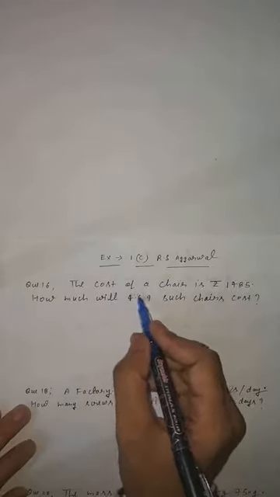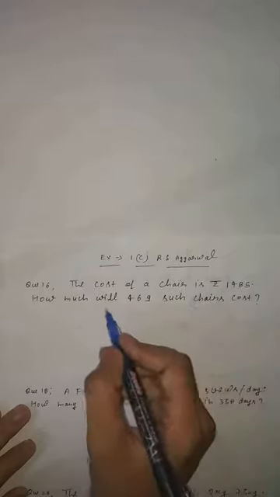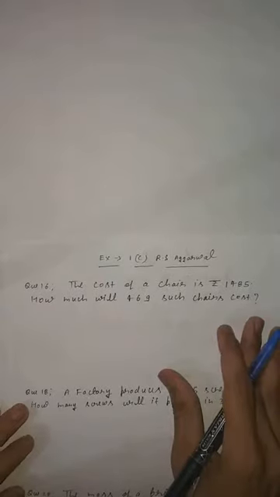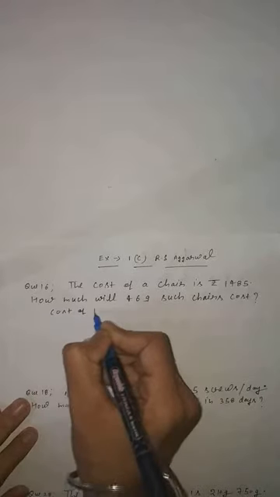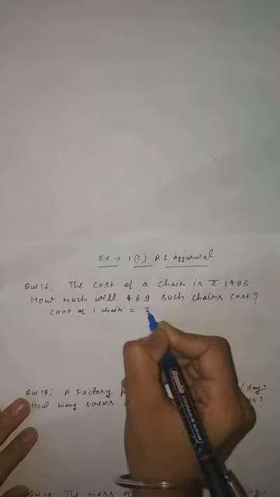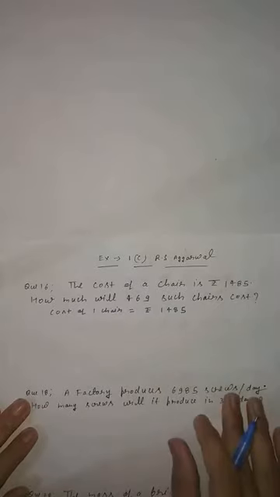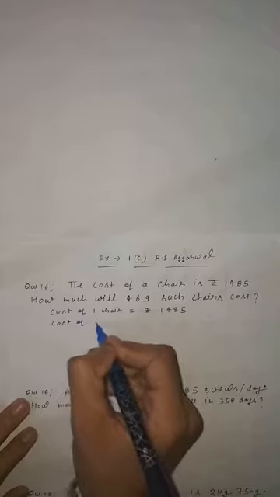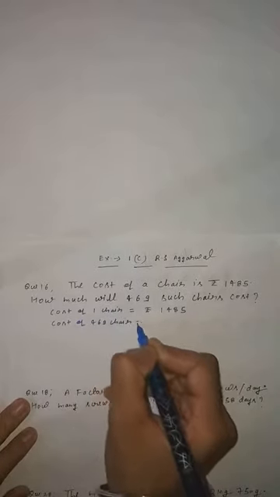What is given? The cost of a chair is rupees 1485. How much will 469 such chairs cost? Okay, students, it means what is given? Cost of one chair is equal to rupees 1485. Clear, students? Now you have to find out the cost of 469 chairs.